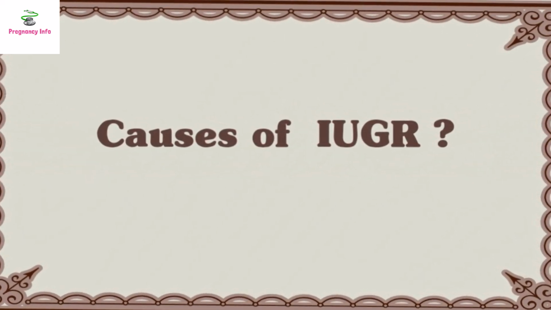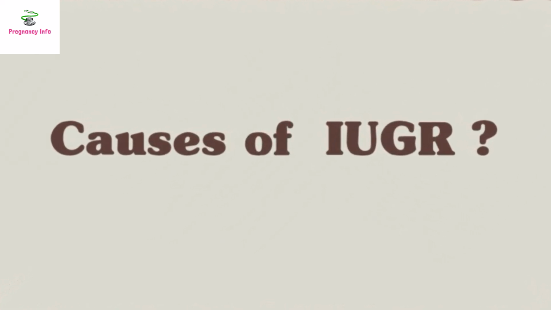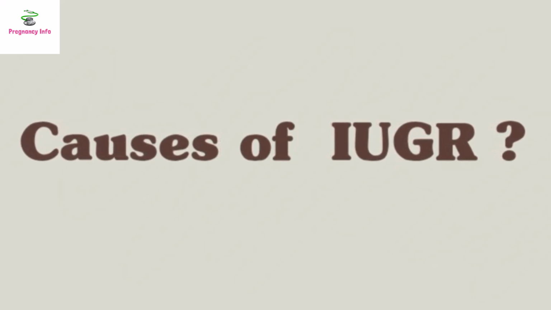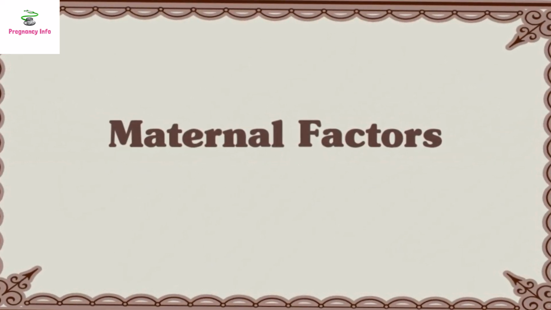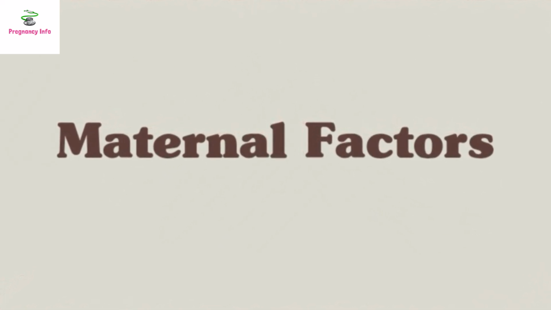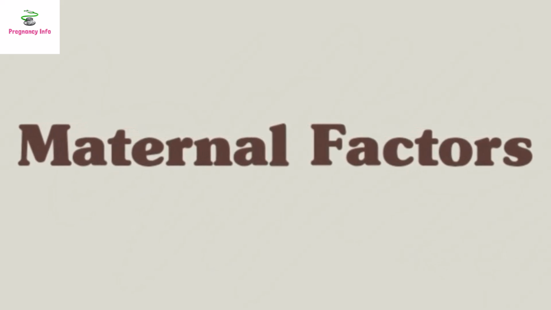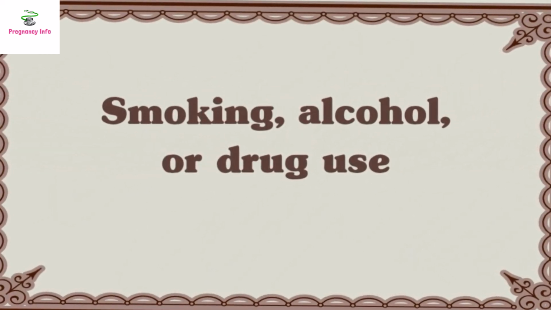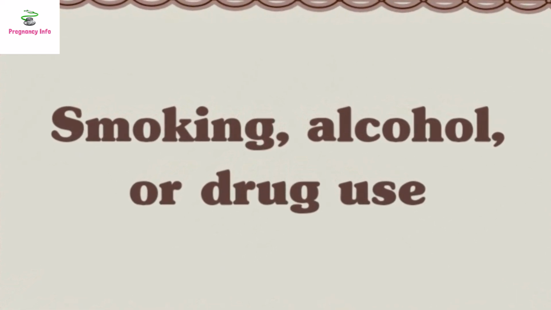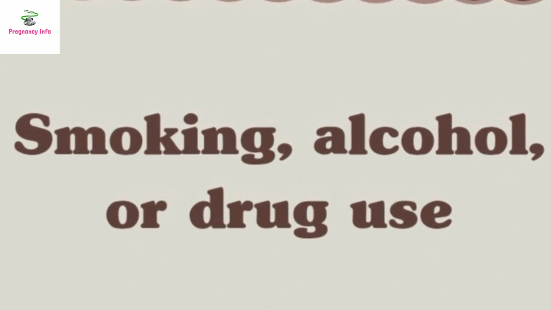What are the causes of IUGR? IUGR can be caused by a variety of factors that fall into three main categories: maternal, placental, and fetal. Maternal factors. The health and habits of the mother play a vital and crucial role in the growth of the fetus. Some key maternal causes include: number 1, smoking, alcohol or drug use. These habits can limit the amount of oxygen and nutrients that reach the fetus, restricting its growth.